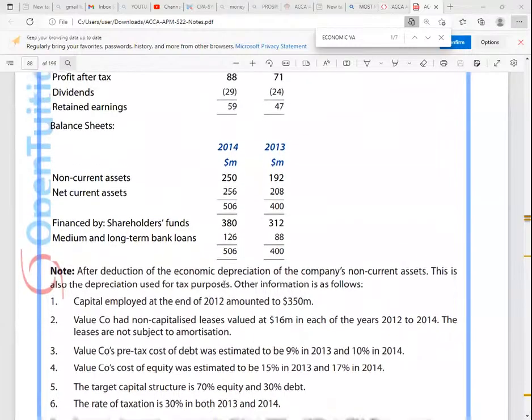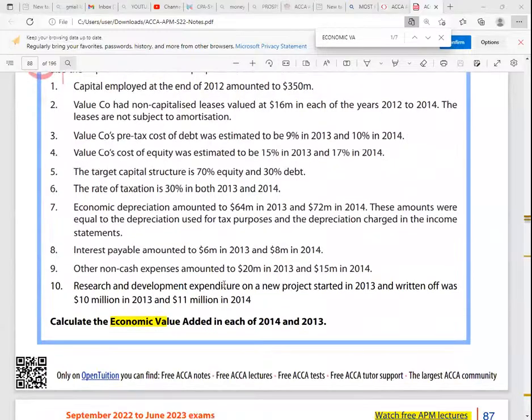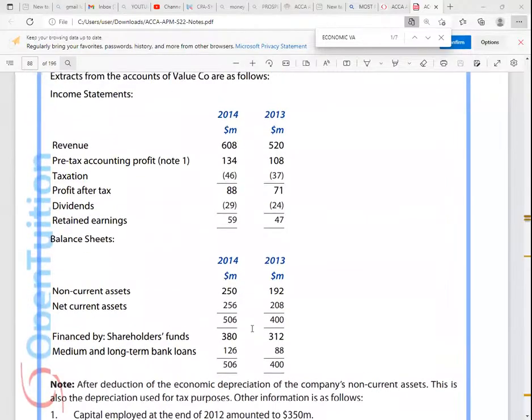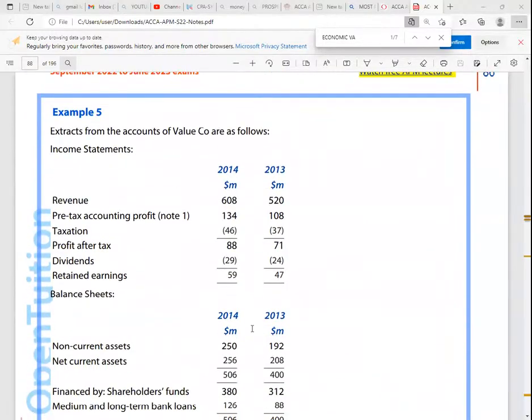Right? So what do they want us to do, ladies and gentlemen, here? They want us to do something very easy. They want us to calculate the economic value added in each of the years, 2014 and 2013. So we want to send you this book right now.